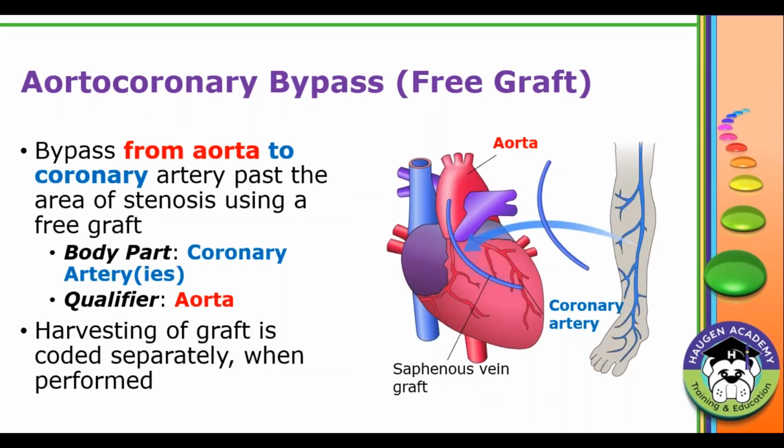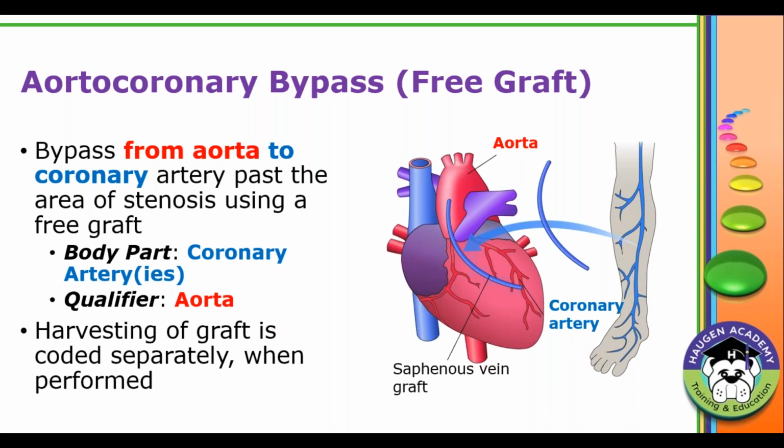Now let's talk about the procedures. The first type of bypass that we'll address is aortocoronary bypass, and specifically, we're talking about free grafts here. And this is a big deal. Free graft means that we are completely disconnecting a vessel and reattaching it. We're attaching one end to the aorta and we're attaching the other end to the coronary artery so that we can bypass the area of blockage.